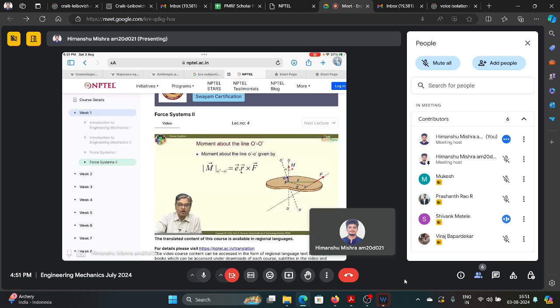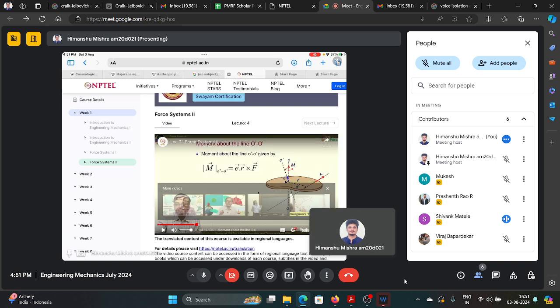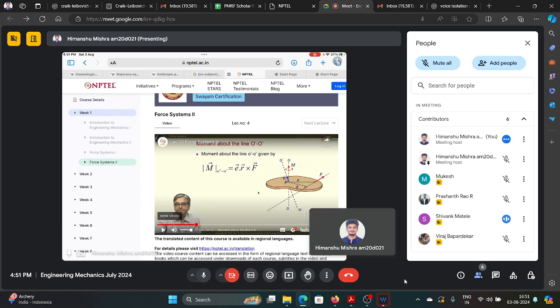This equation. Okay, yeah. So I want to ask, in this equation, there are two questions. First, this e dot r is a dot product, so it will give a scalar, and how can we take a scalar and cross product it with a vector F?